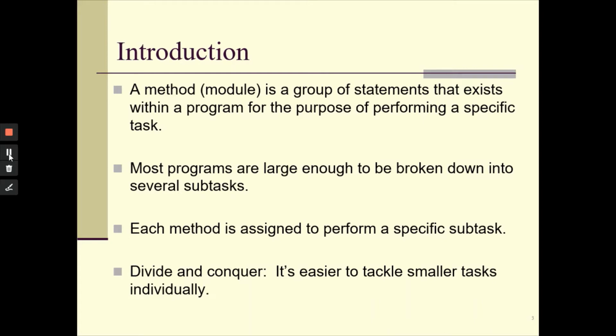Okay, so each method is assigned to perform a specific subtask. For example, one method is used to calculate rectangle area. Another method is used to calculate the perimeter of a rectangle. So we assign specific tasks to each of the methods. So we are using the divide and conquer technique where we say that it is easier to tackle smaller tasks individually because we have a specific method for specific tasks.